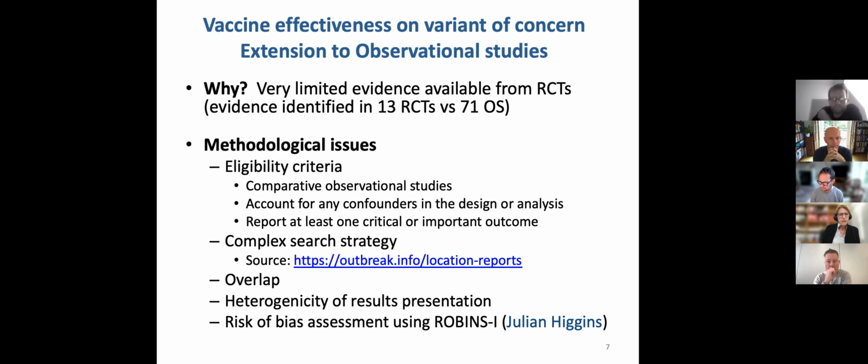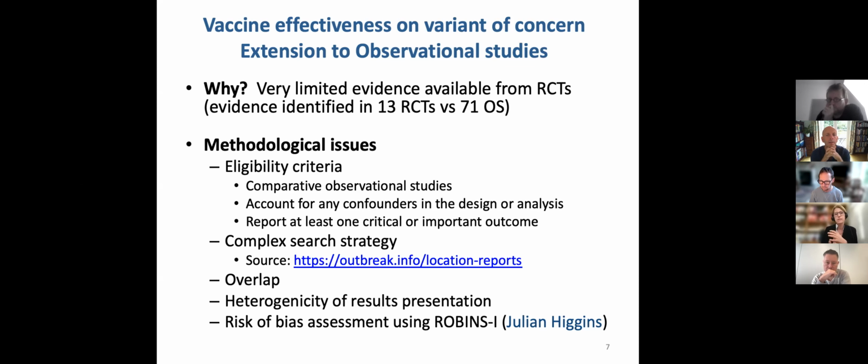So initially, our process was dedicated to randomized controlled trials. From the very beginning, we also included observational study because there was no evidence available from randomized controlled trial yet. But very rapidly, we moved from this observational study to focus only on randomized controlled trials. We decided to extend the process to observational study for vaccine effectiveness, to assess vaccine effectiveness on variant of concern.